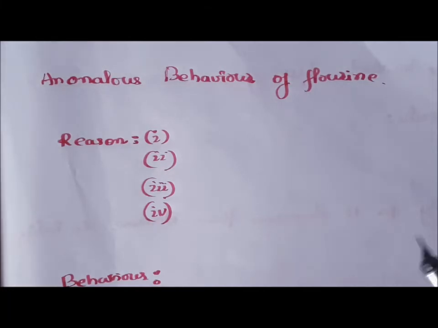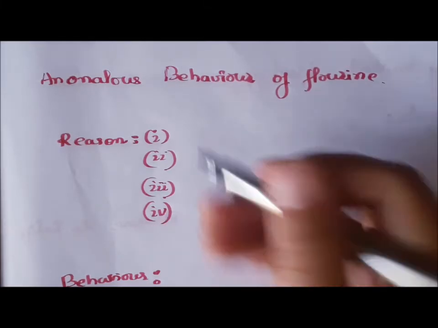As we have already discussed the anomalous behavior of group 2 period 2 elements, they show anomalous behavior. Why? Because of four reasons.